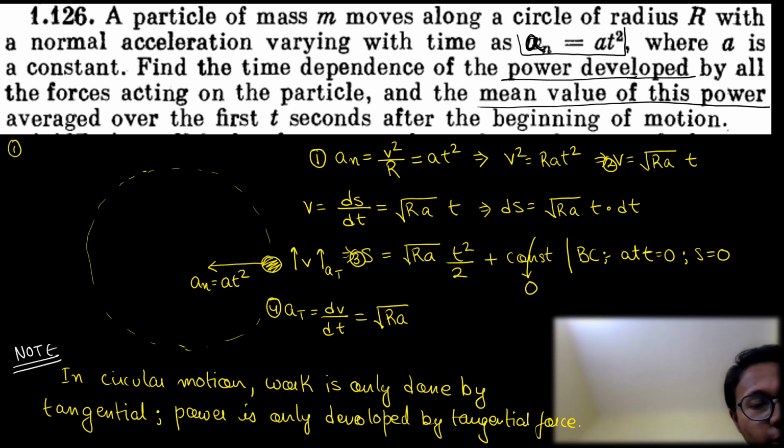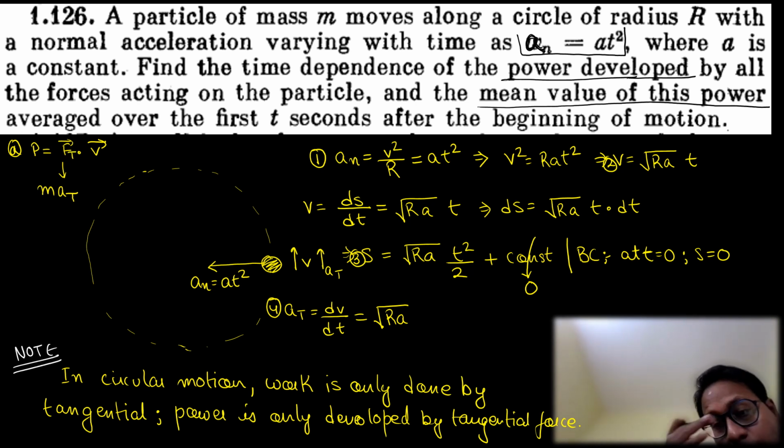So the first part is power, or instantaneous power. Instantaneous power is nothing but the dot product of force and velocity. What is force? Mass into tangential acceleration, because we are finding the tangential force. What is tangential acceleration? Under root of RA.